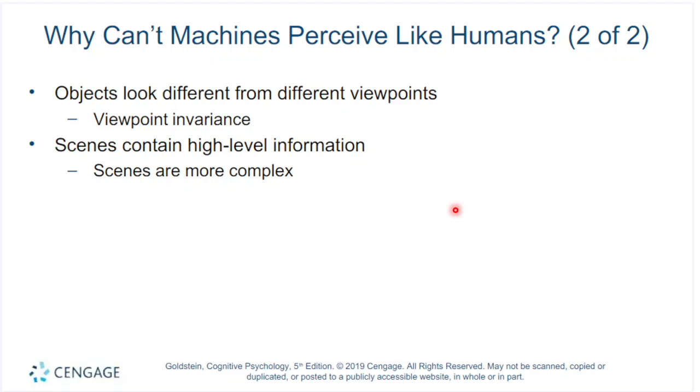Okay, so aside from that, objects look different from different points of view. So, we have that kind of capacity na kahit saan natin siya tingnan, we know that it's the same object. This is also quite difficult to do to machines, yung viewpoint invariance. Kasi nga, again, it involves very complex programming and maraming algorithms yan in order to achieve just this particular function of perception.